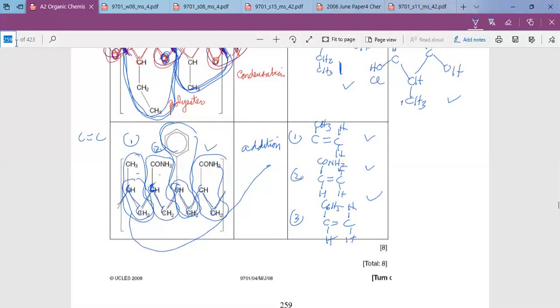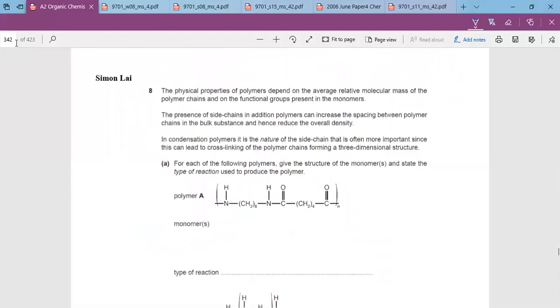Now, there are similar kind of equation. Question 3, 4, 2. I've gone very slowly. Right, 3, 4, 2. The physical properties of polymer depends on the average relative molecular mass of the polymer chains, and on the functional groups of the monomers, the presence of such a blah, blah, blah. For each of the following polymers, give the structure of the monomers and the type of reaction used to produce the polymer. Okay, very simple and circular.